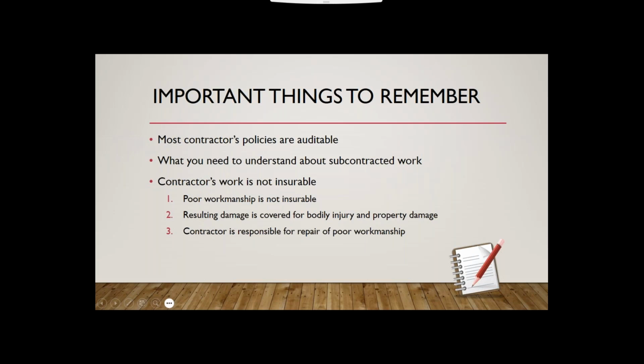And another important thing to remember about contractors' work is poor workmanship is not insurable. The contractor is responsible for the repair of their poor workmanship. However, the resulting damage is covered for the bodily injury and property damage. And Andrea, I just wanted to mention something. There is a professional liability coverage out there that can close that gap. So those brokers that are participating today, it's important for them to be able to communicate that exclusion and the need for potentially an additional policy. Absolutely, really good point to make.